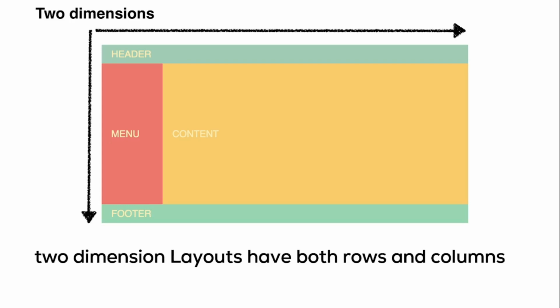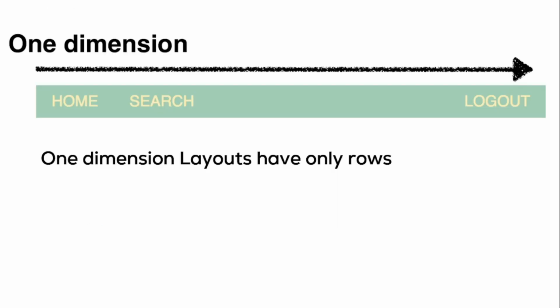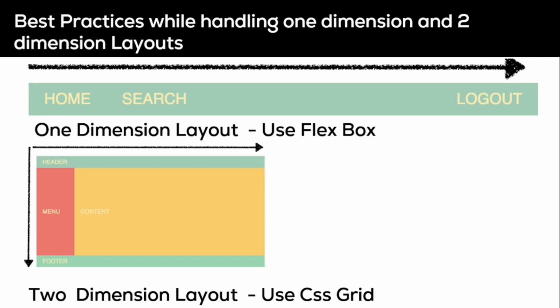So one-dimension layout only contains rows, and a two-dimension layout contains rows and columns. So when you have something like a header, where you're aligning items and it doesn't involve very many rows and columns, that is a one-dimension layout. So the best practice while handling one-dimension and two-dimension layouts is that if you encounter a one-dimension layout, the best approach is to use flexbox, and if you are using two-dimension layouts, then the best approach is to use CSS Grid.